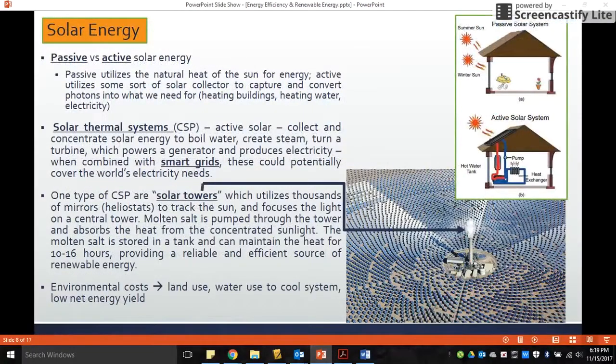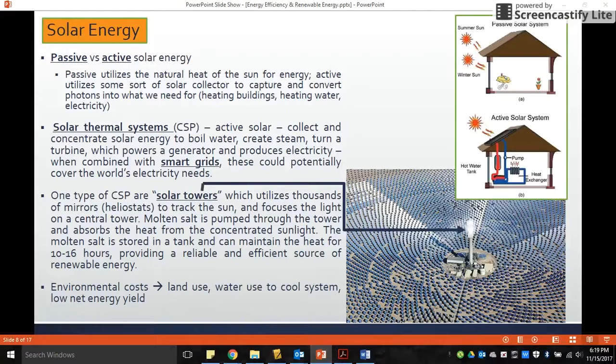Alrighty, so let's talk about those renewable energy resources real quick. So first of all, we have this solar energy. We have two different types, passive and active. Passive means that we are going to just collect the heat from the sun in order to do some sort of work. And then active is actually putting it through some sort of system in order to convert the heat energy or the photons from the sun.